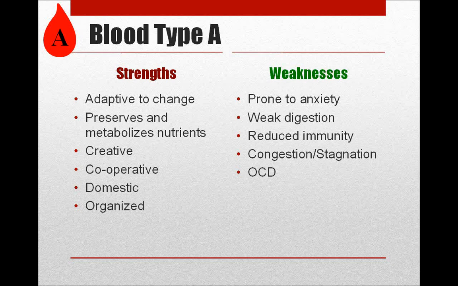Their strengths are they preserve and metabolize their nutrients. So they do hold on to their nutrient stores much better. They don't burn through them as quickly as the O. They're creative, domesticated, and organized, but they get bogged down in details. A's can be very exacting. That can be their dark side, how they get hung up on stuff with the OCD. So they tend to go into anxiety when they get flustered or overwhelmed with things. And that puts a state of stress on the lymphatic system and liver and other tissues, leaving them congested and stagnated.